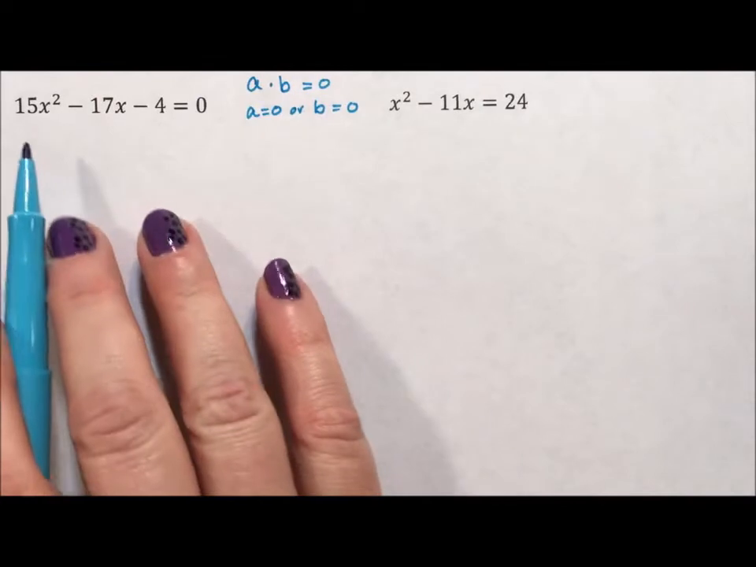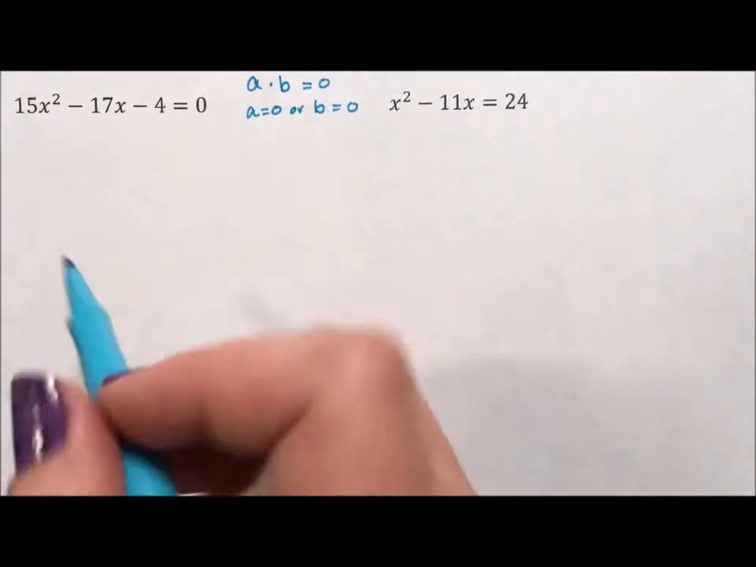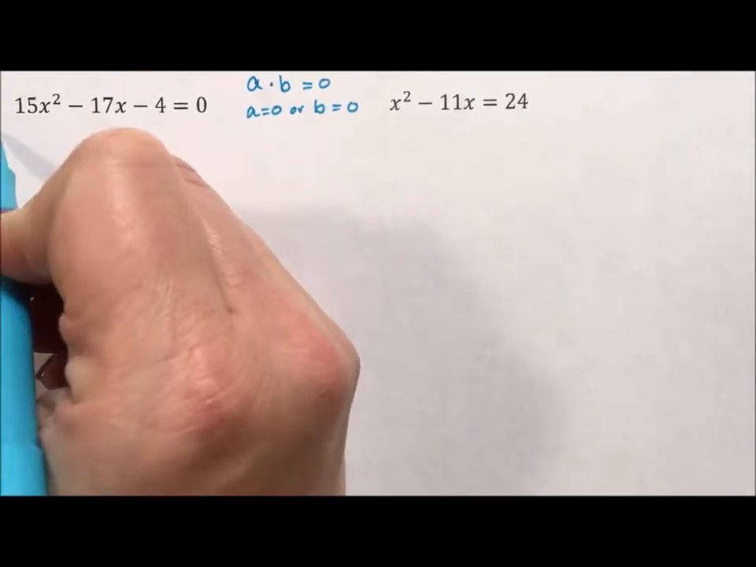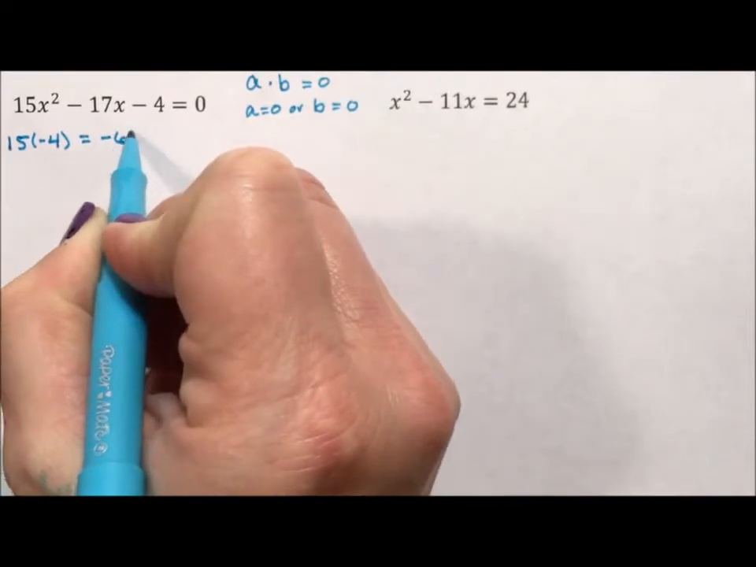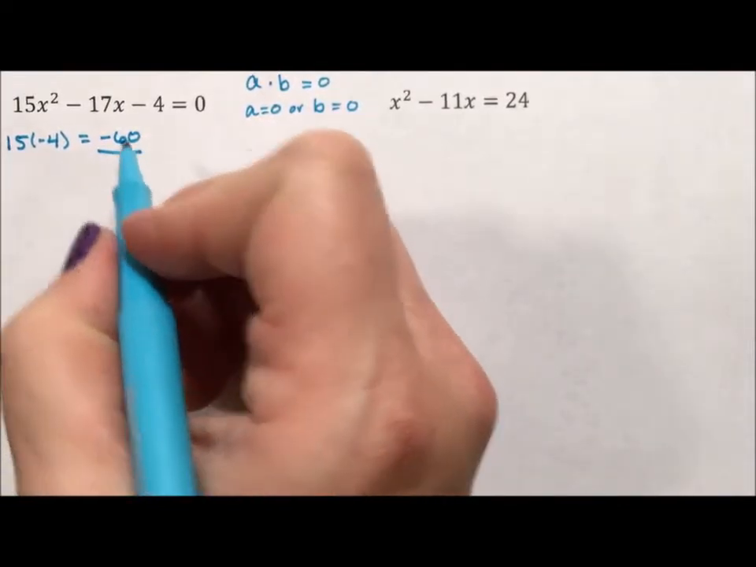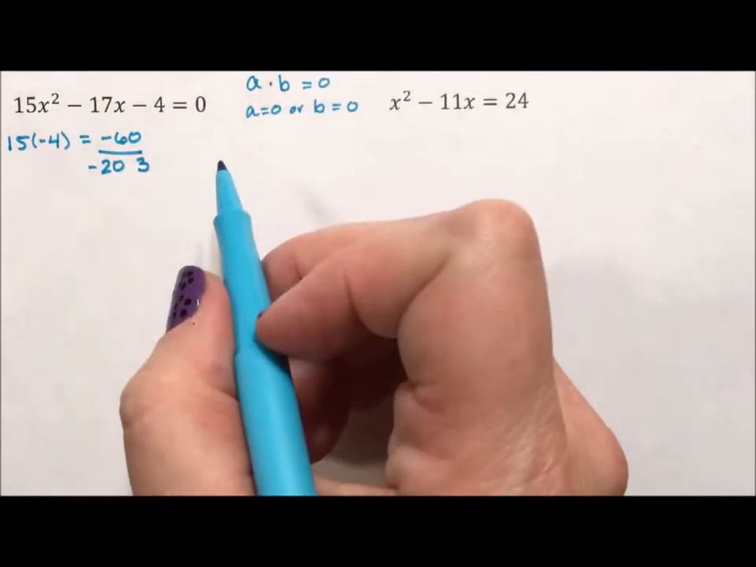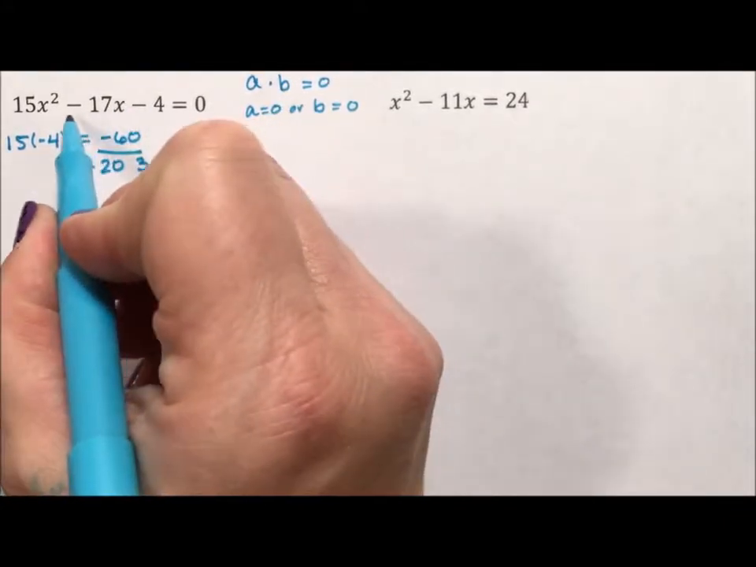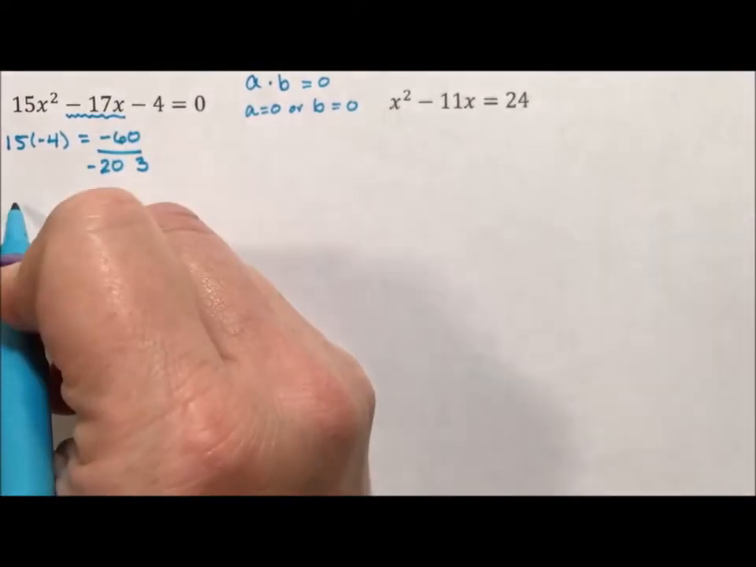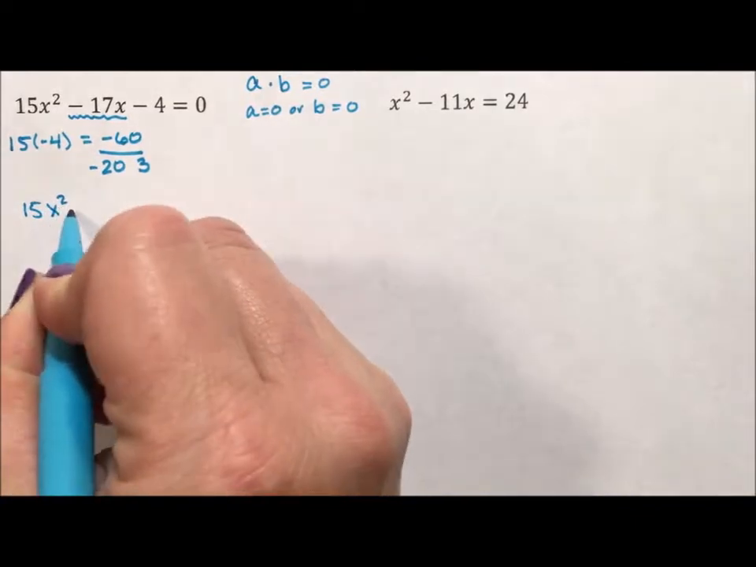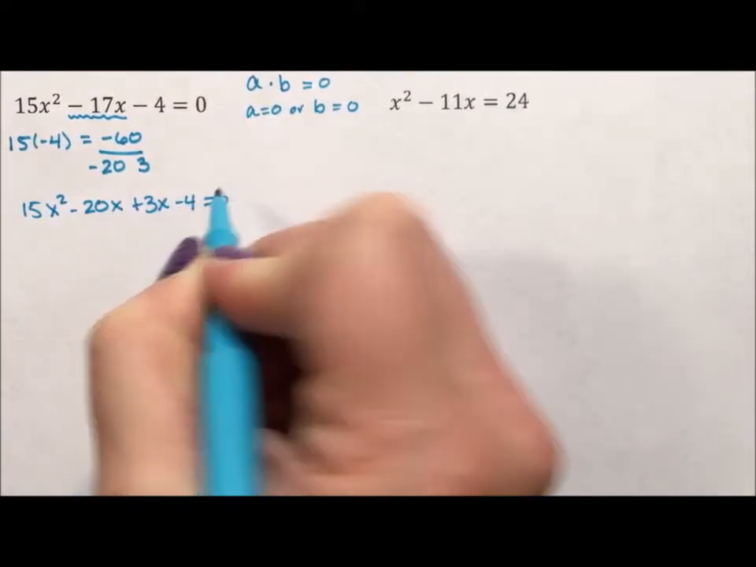All right, so for this first one, it's equal to 0, so I need to factor it. When I factor it, I'm going to use the AC. I'm going to take 15 times negative 4, which is negative 60, and I'm going to break this down to be negative 20 and 3. Now, from here, I'm replacing this middle term with the two terms that add up to it. So I have 15x squared minus 20x plus 3x minus 4 equals 0.